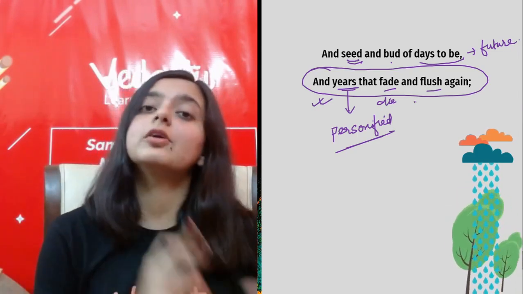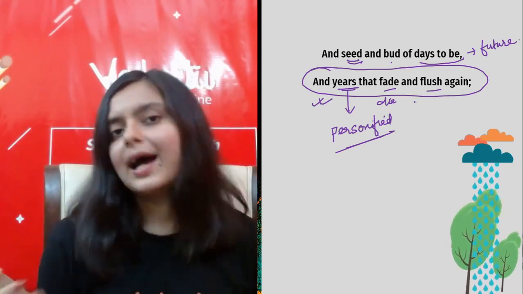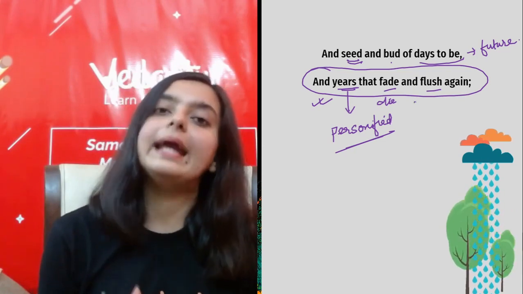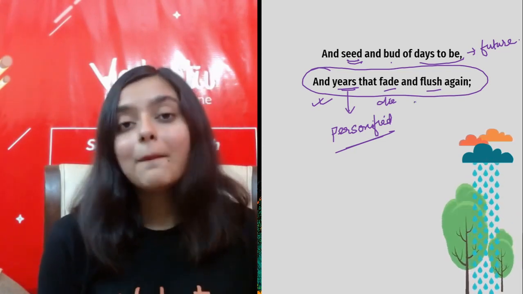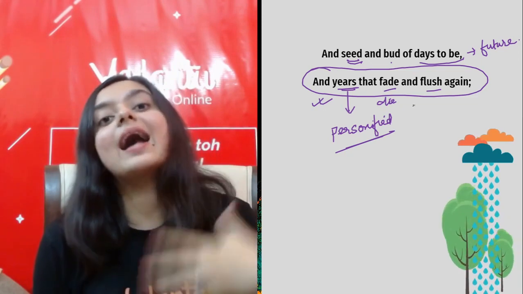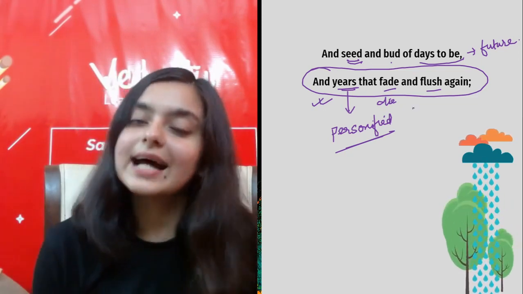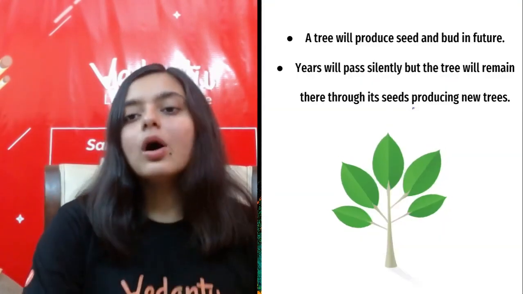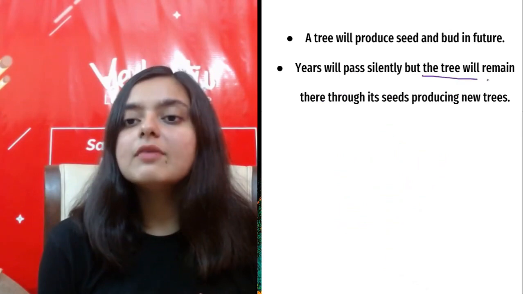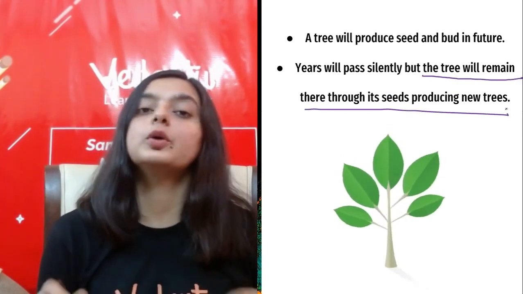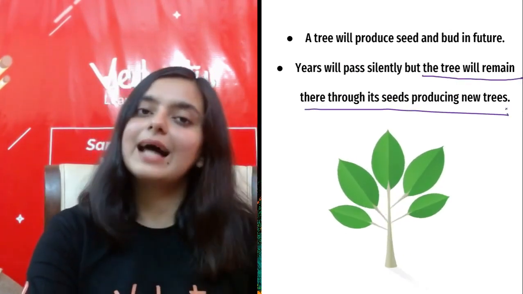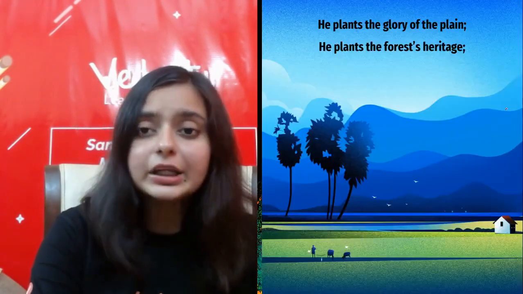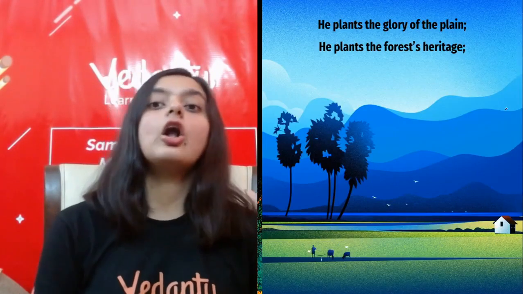Similarly, even when the tree is going to die and become old and die, of course, trees are living beings, so it will not remain forever. It will grow and it will age and it will become old and die, right? But it will come back again, because the seeds that it will leave behind will grow again into a new tree, right? Therefore the tree will remain there through its seeds producing new trees. So one tree will die, become old and die, but its seeds will produce new trees.